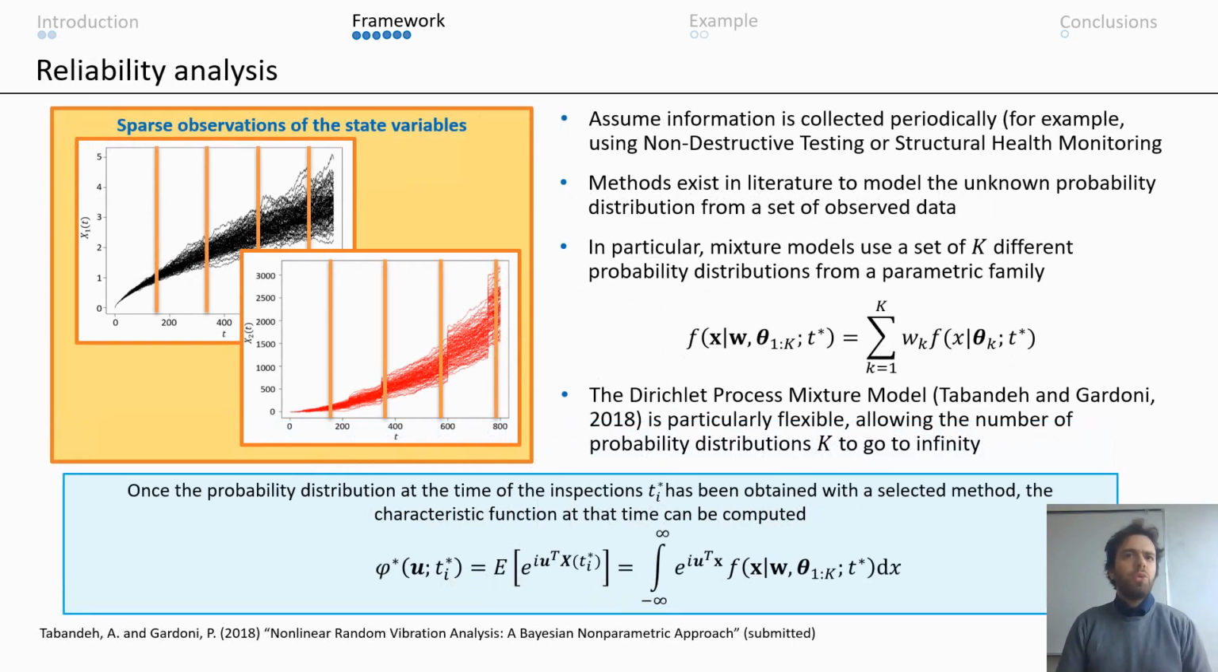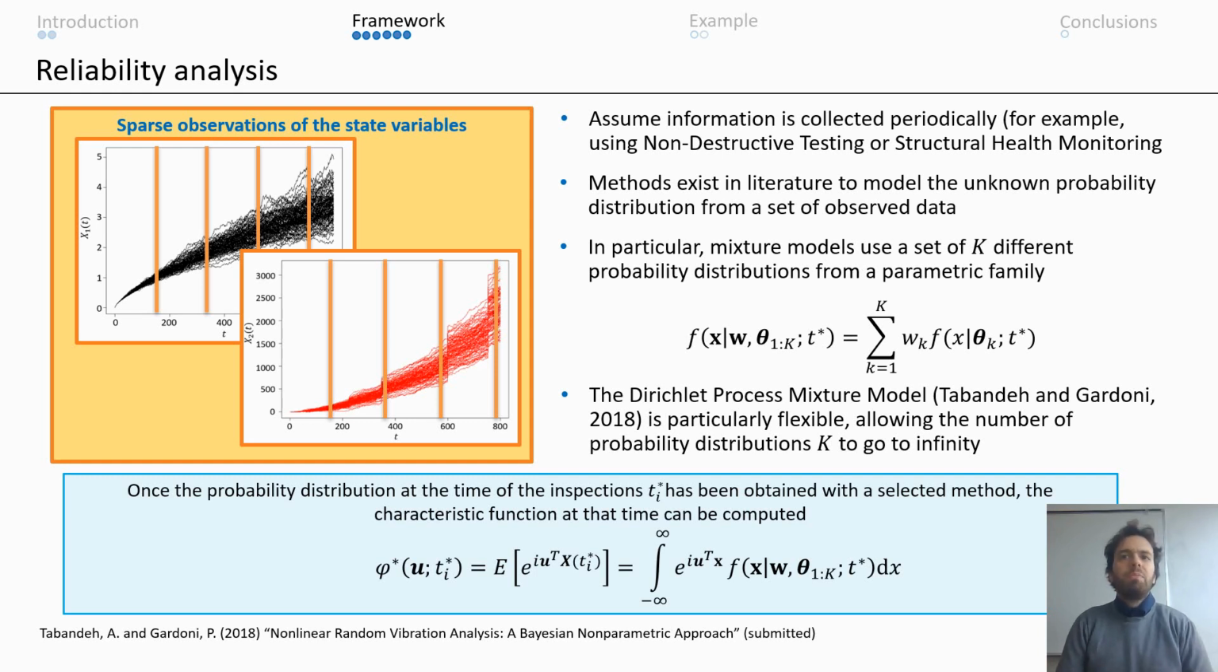We could think of using the results obtained by performing non-destructive testing or structural health monitoring on our system. Assume, for example, that information is collected periodically over the life cycle of the structure. Several methods exist in literature to fit a probability distribution to a set of collected data. For example, mixture models use a set of k different probability distributions from a parametric family, which is, for example, normal distributions, to which they assign different weights.